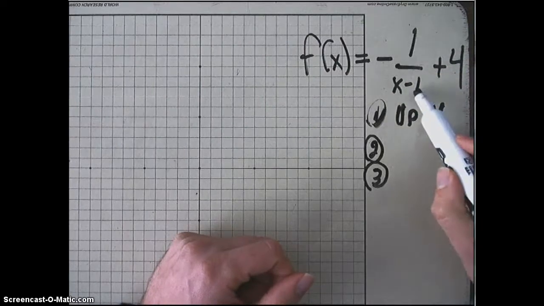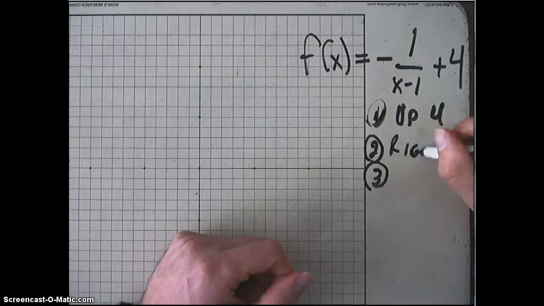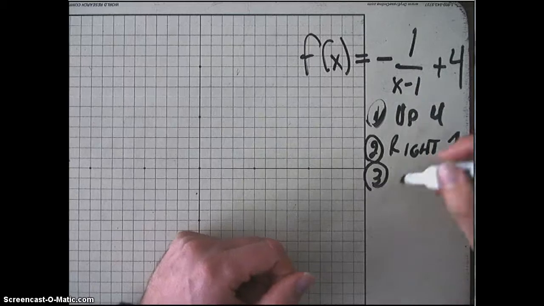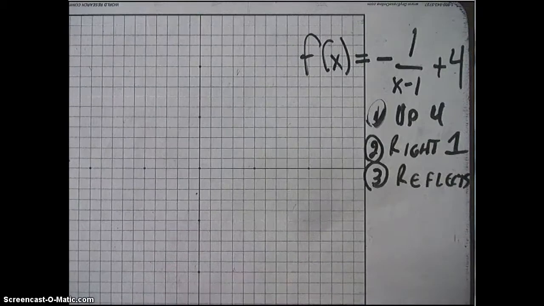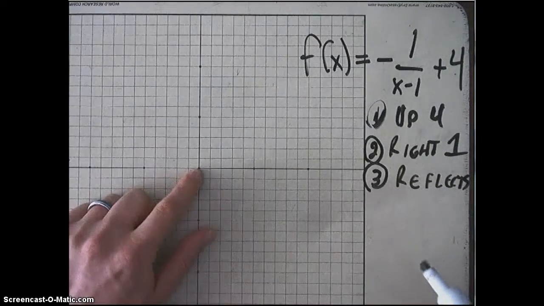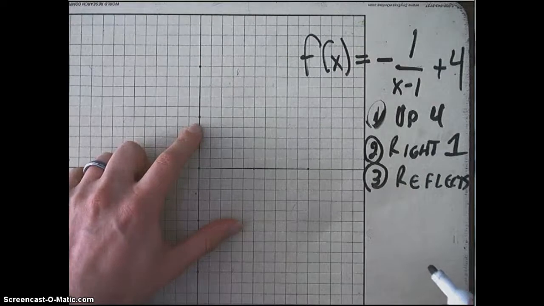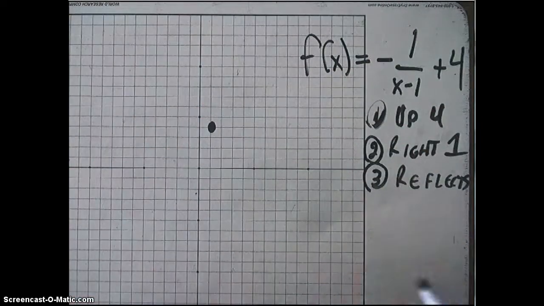And I see this minus 1, and I think counterintuitive. So that means it goes right 1 unit. And finally I see the negative. And the negative is what makes this thing a reflection. So this thing reflects. So what's that mean? Start from 0, 0, and go up 1, 2, 3, 4, and go right 1, put a dot. And I know that this is where my asymptotes are going to intersect.